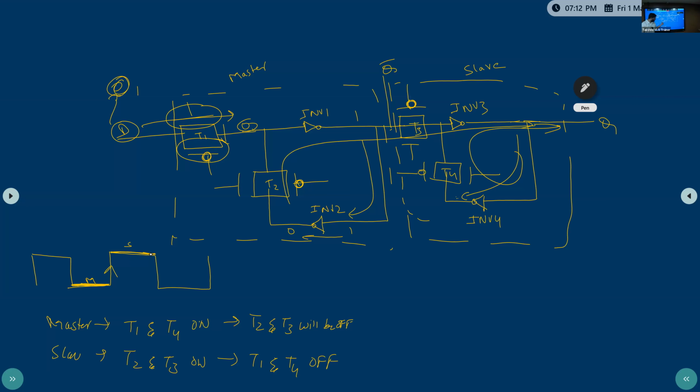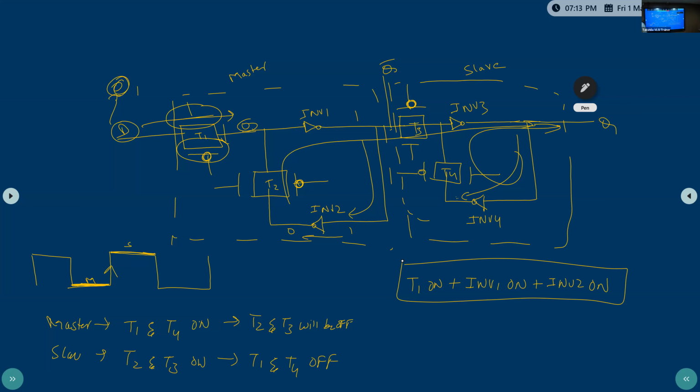So now, when this data passes up to inverter 1 and inverter 2, I can say that the data is stored, whether it is 0 or 1. Simply, it means T1 transmission gate on time plus inverter 1 on time plus inverter 2 on time. If data reaches to here, that may be 0 or 1, then I can say that the data is stored.